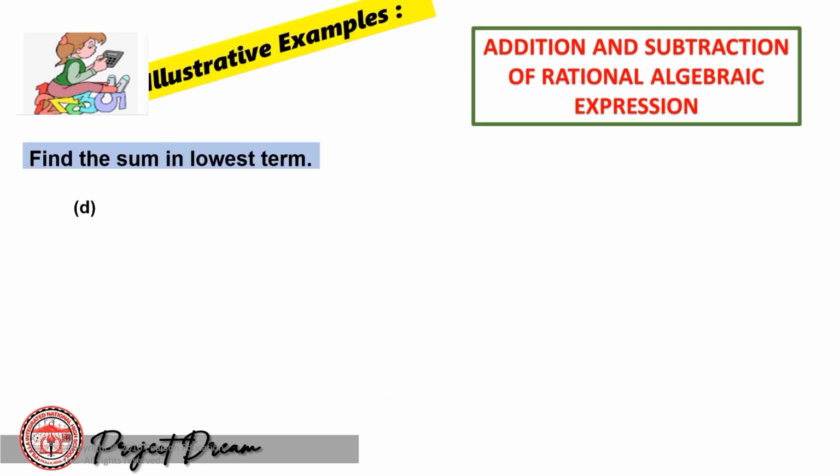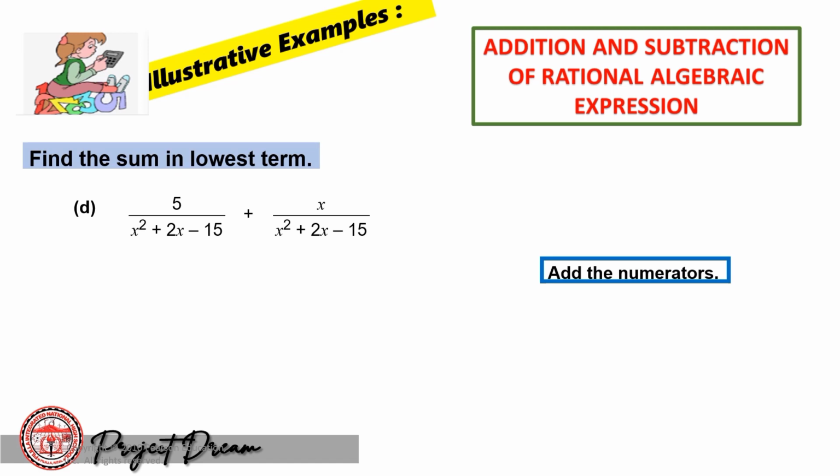Our next example is 5 over x squared plus 2x minus 15 plus x over x squared plus 2x minus 15. Of course, we need to add the numerators. Adding the numerators, we have 5 plus x.